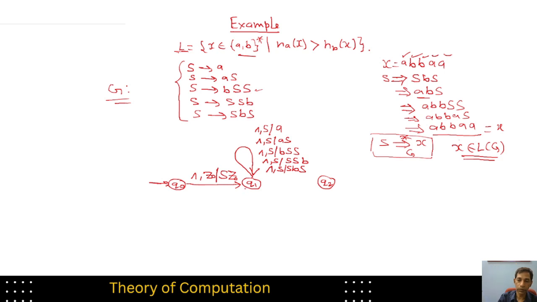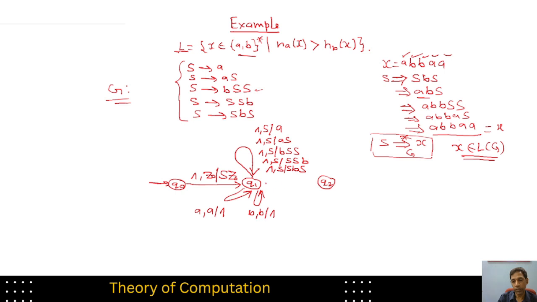Now if you are at the state Q1, and if your input is A, and top is also A, then matching is done, you have to delete. Since we have the two inputs A and B, if input is B and top is also B, you have to delete.